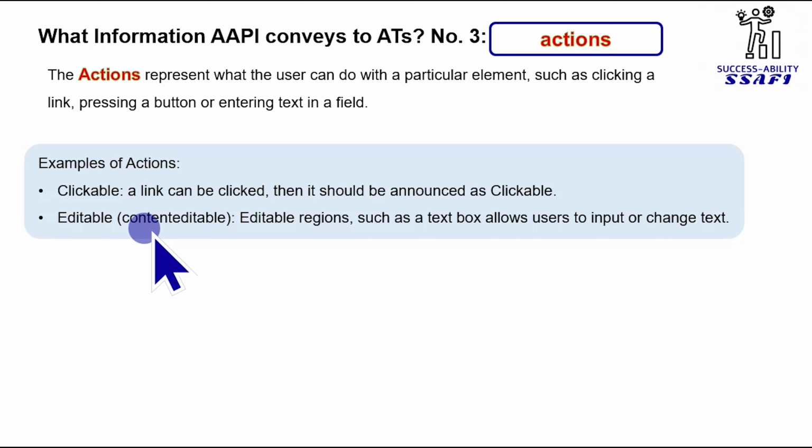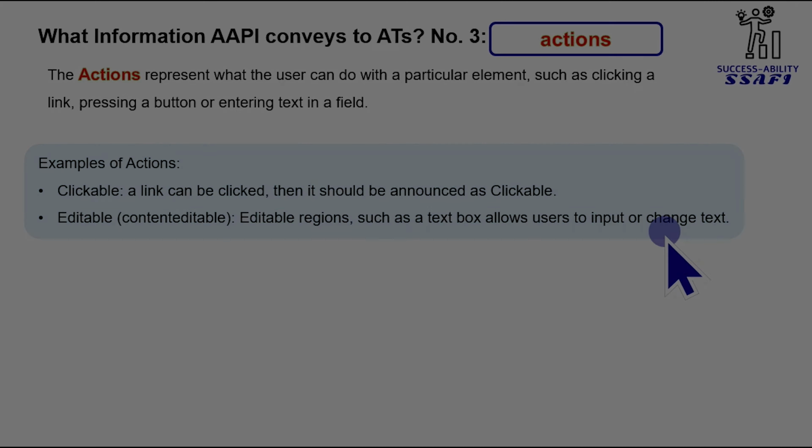For a text field or content that is editable, assistive technology users will be told it is editable. This happens via the Accessibility API. It's conveying that this text box can be edited. Therefore, the user can input or change the text and value inside it.